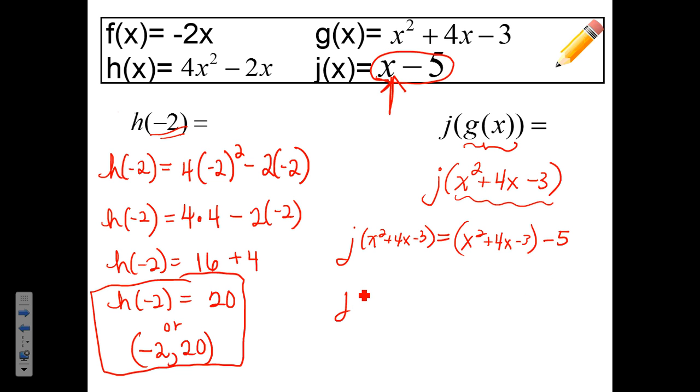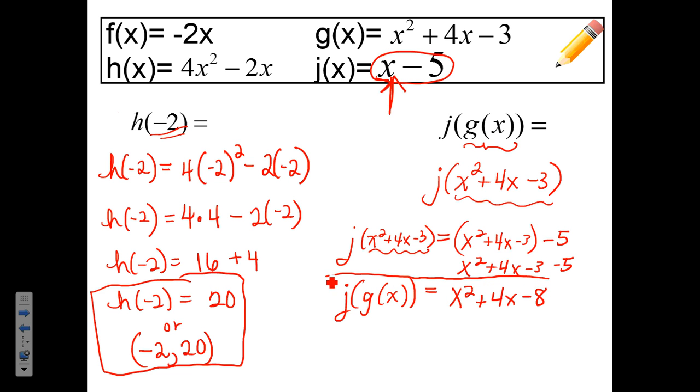So j of, remember, this is g of x. I don't have to write that out because it's so huge. We're just going to say j of g of x to make it easier and shorter. And then what would that answer be? Well, I'm going to take away the parentheses and then add like terms. So it'd be x squared plus 4x minus 8. That's our new composed function. It doesn't look exactly like g, it doesn't look exactly like j, but it's a combination of them. Okay?